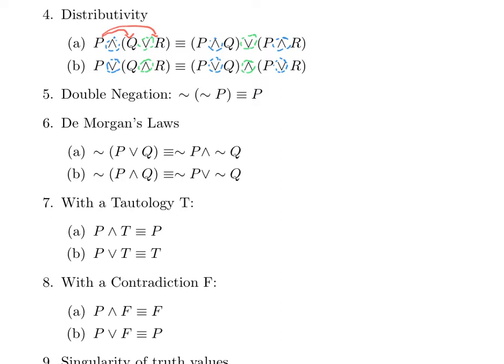Double negation. If you have a negative of a negative, it becomes a positive. Same idea as in algebra. De Morgan's laws. These we just talked about on the previous slide. With a tautology, well, remember, tautologies are always true, something that's always true.